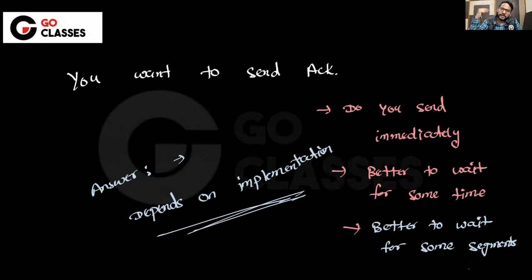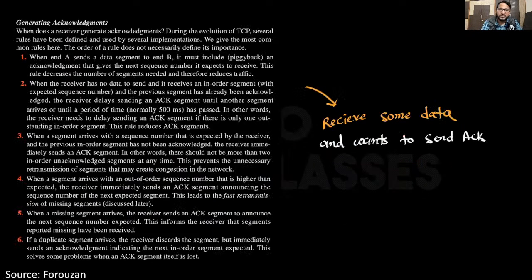So if you want to send an ACK, you may send it immediately, you may send it after some time, you may send it after some segments. Okay, it depends on the implementation. There is some set of rules that is given in Forouzan, and they have also said that there are many implementations. We give the most common rules here. So obviously we do not need to know these common rules. I mean, this is also implementation dependent.